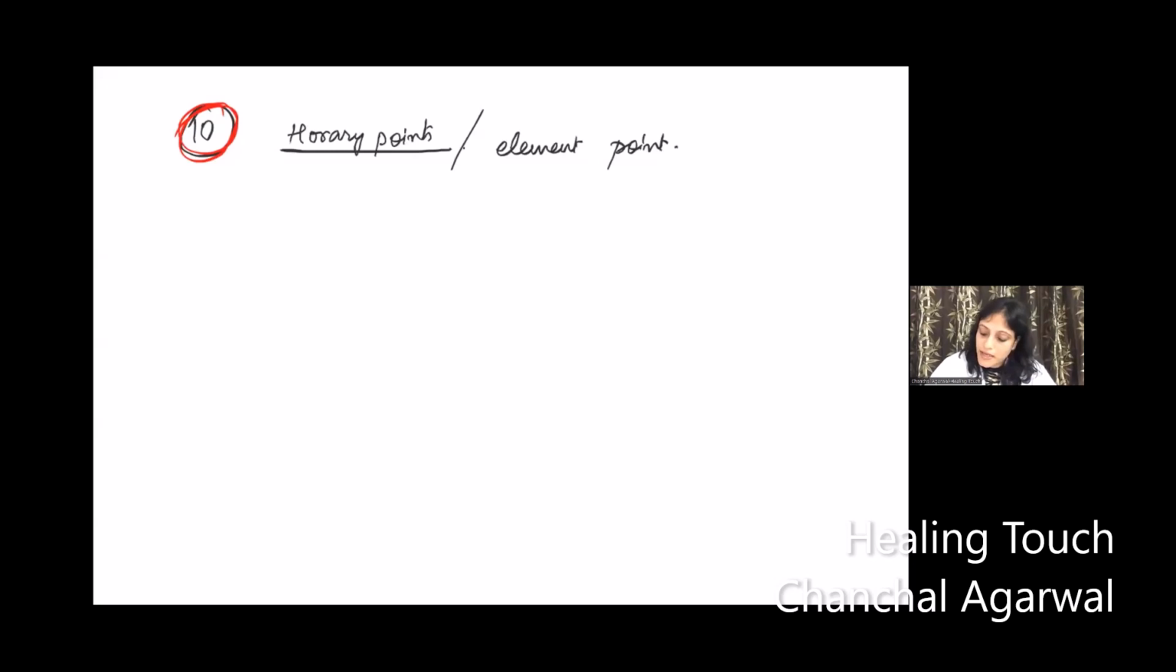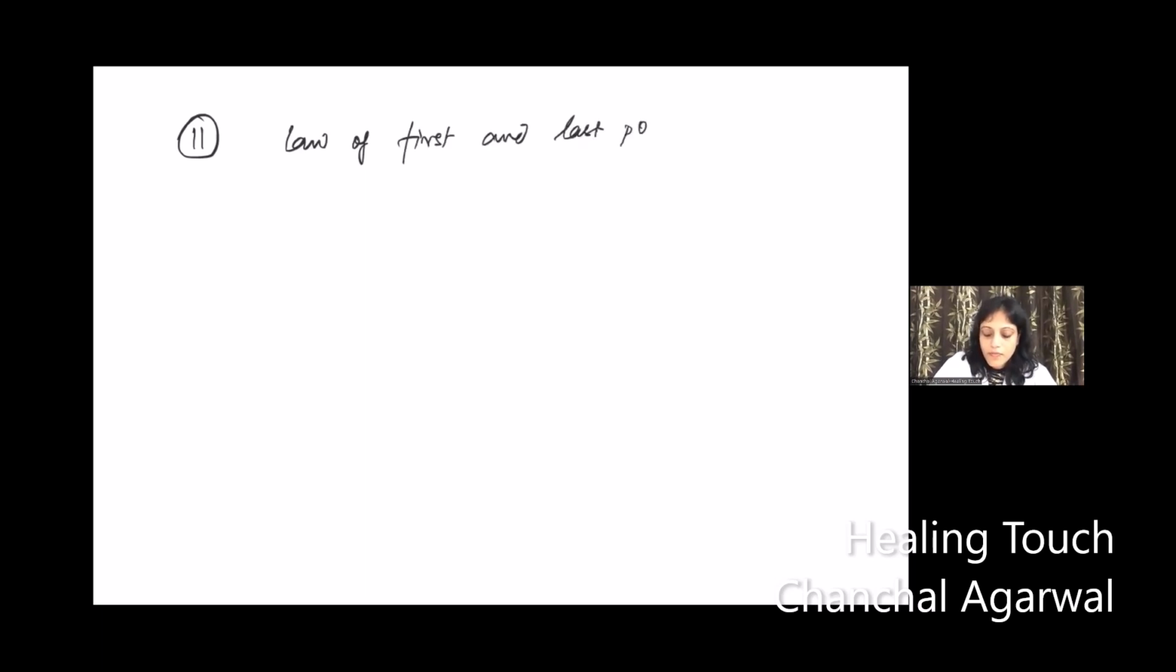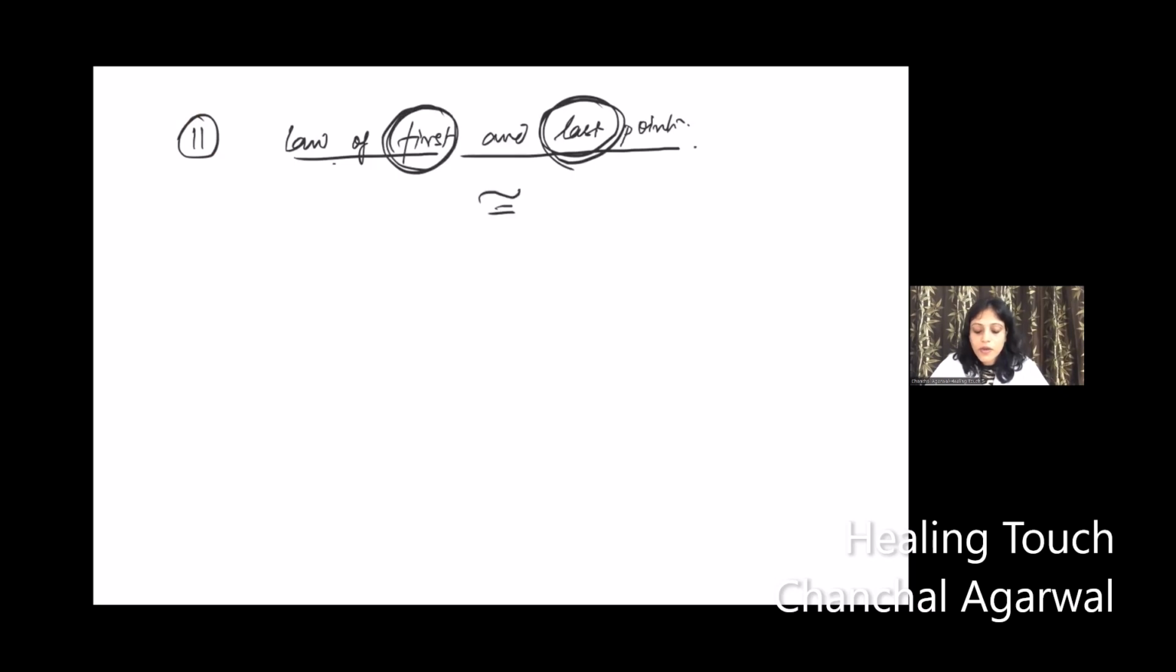Last area, very simple, is the law of first and last point. This is a very simple law. This says whenever you want to treat the first point of any meridian, you can choose the last point of that meridian and vice versa. That means first equivalent to last.